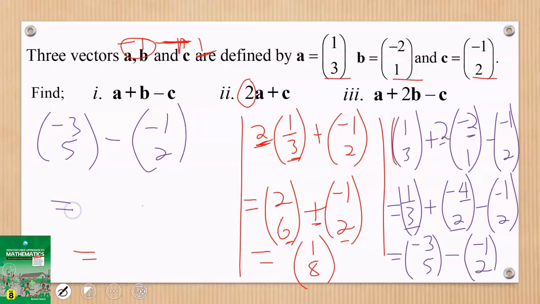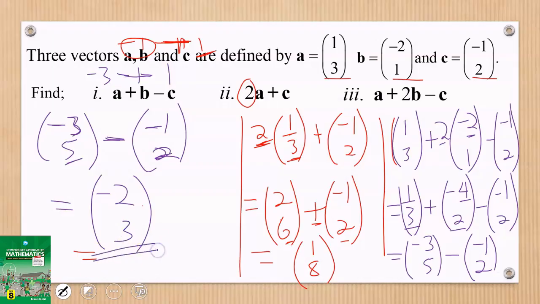To get our answer, we're going to have -3 minus -1, and that is going to give us -2. Remember, -3 minus -1 will give us plus, so we have +1. So -3 plus 1 will give us -2. Then again, 5 minus 2 will give us just 3, and that becomes our answer.